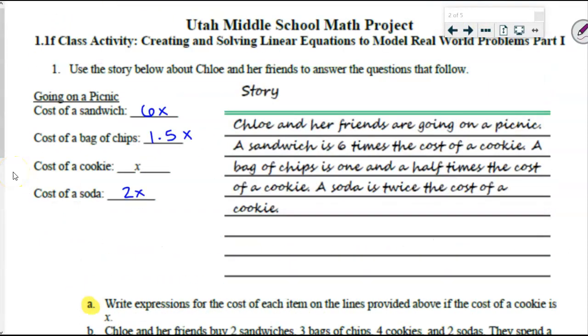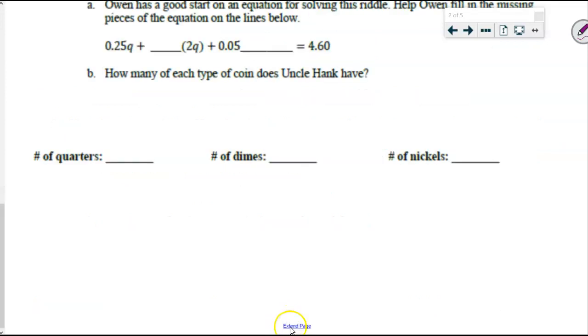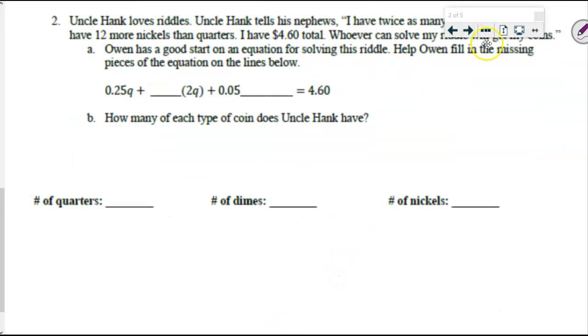Okay, so again, what we're doing in 1.1F as we prepare for our test, we are now writing our own equations from stories. And then once we write those equations, then we can solve them. This is one of those money riddles.